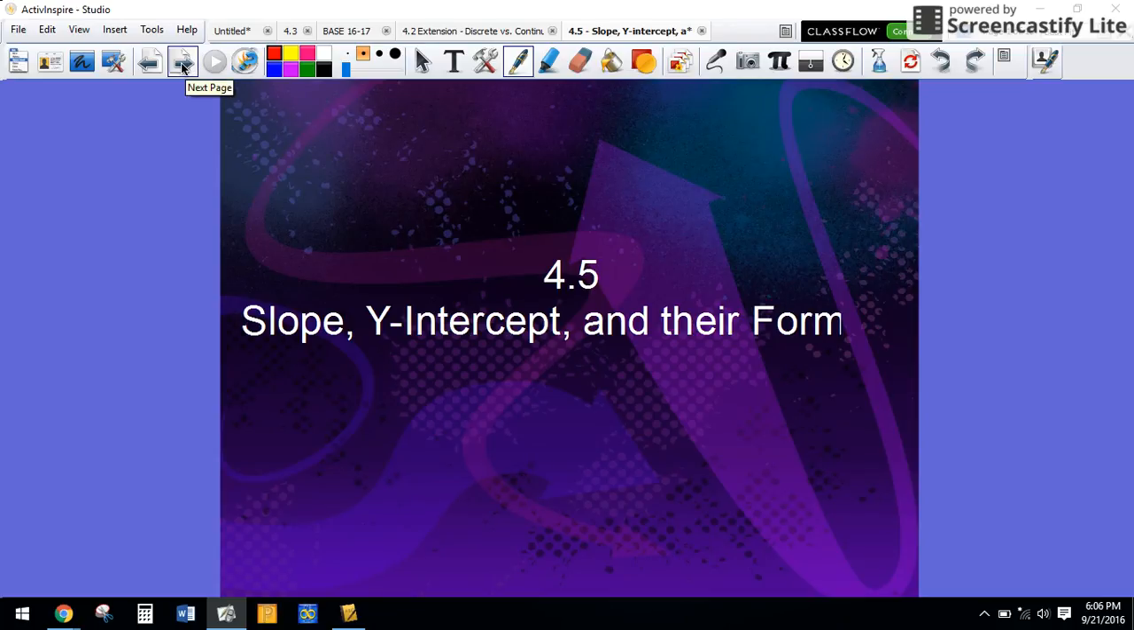So on Friday, we did an activity that kind of got us ready for slope, y-intercept, and what we call slope-intercept form, named for the fact that this equation includes both the slope and the y-intercept, which hopefully you discovered on Friday.